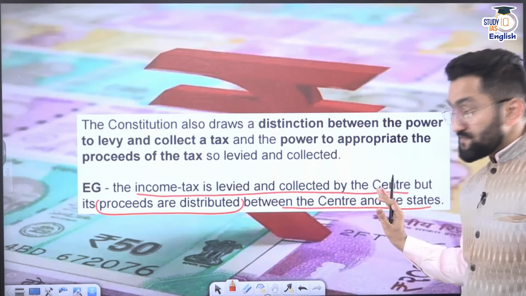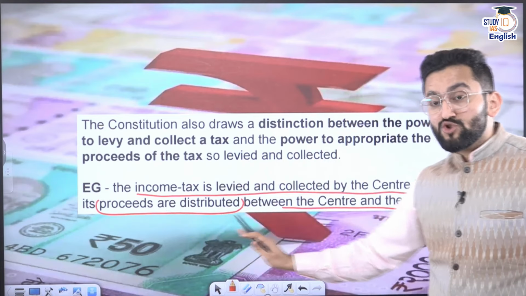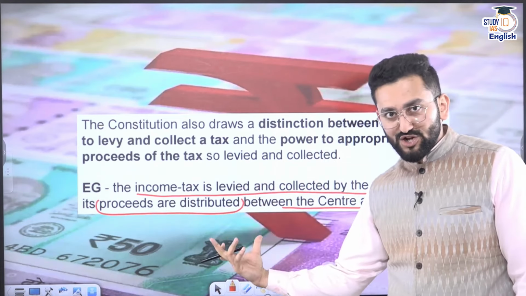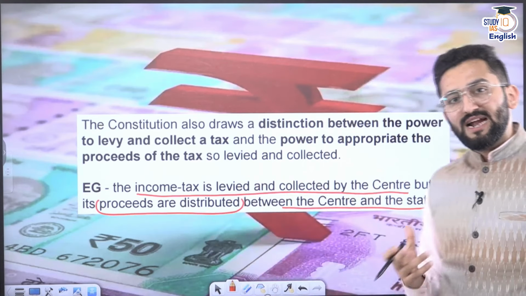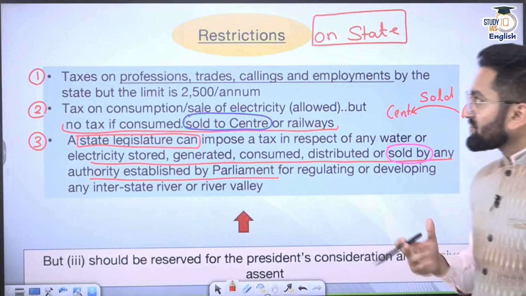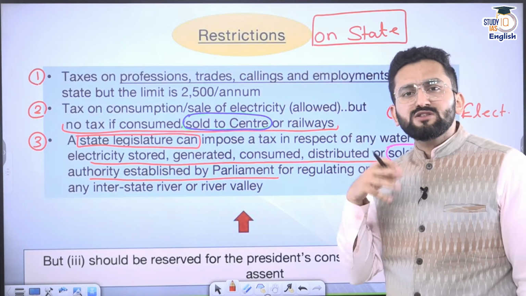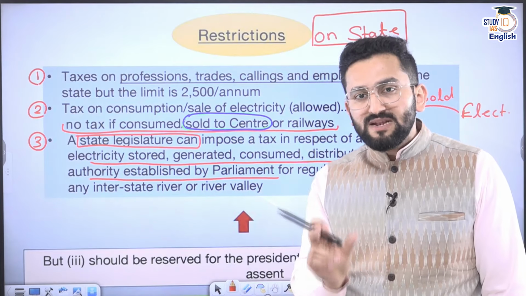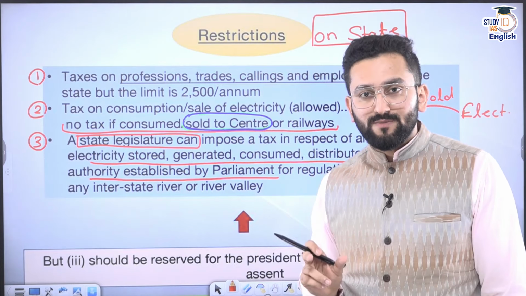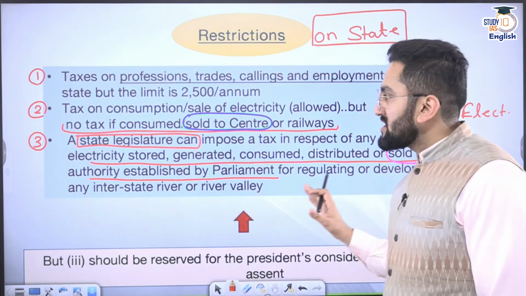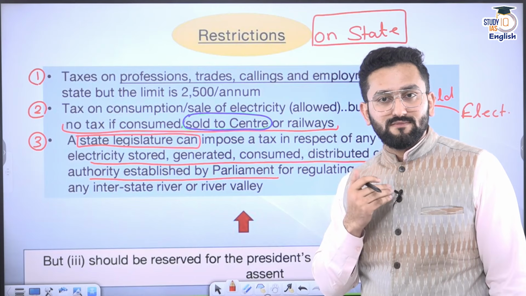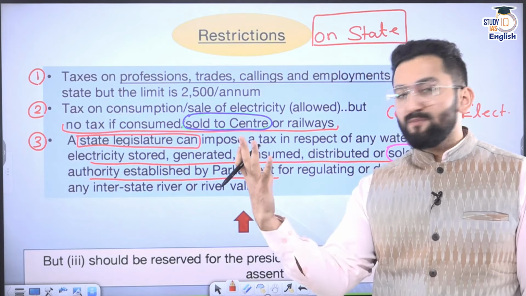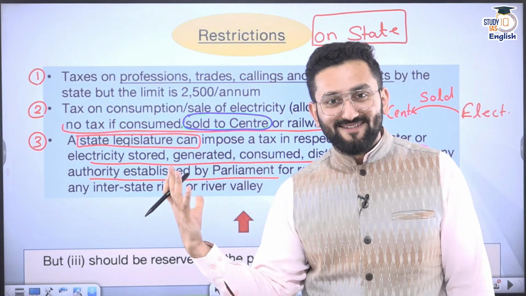Okay. Now, proceeds are distributed between center and state. So whatever is collected, the appropriation, it is distributed between center and state. Okay. Now, restrictions. Restrictions on whom? I'm talking about the state. My friends, please give due attention here, because many students read this area superficially, right? But sometimes what you read superficially often actually pops up in your question paper, right?